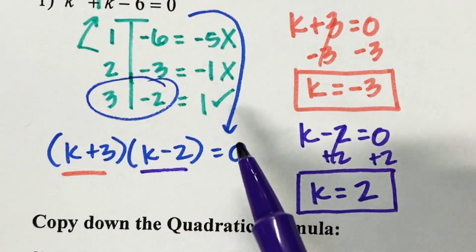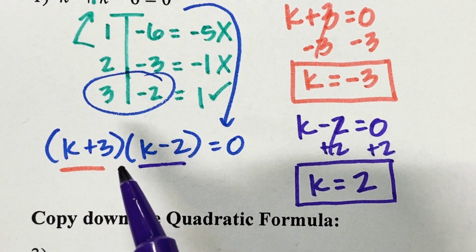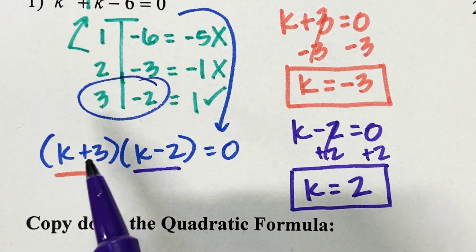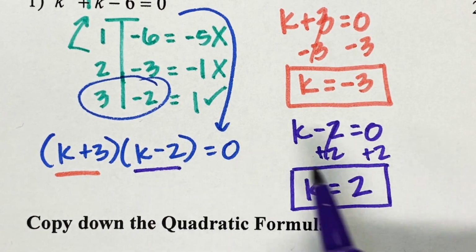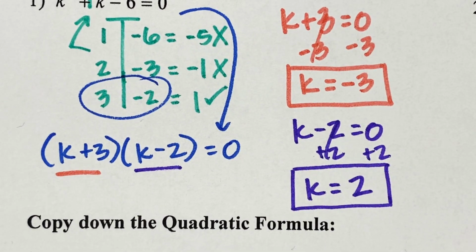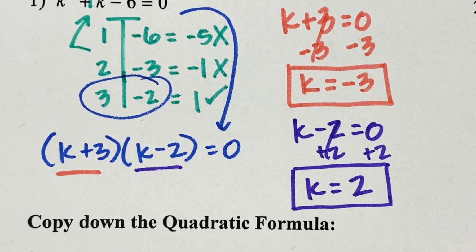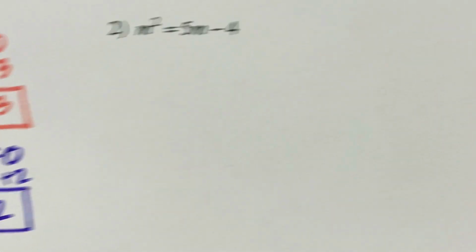Okay, remember in quadratics, once you get your factored numbers, you can pretty much say, okay, I know the opposite of a +3 is -3. I know the opposite of -2 is +2. And those were our two answers. Okay, let's look at number 2.